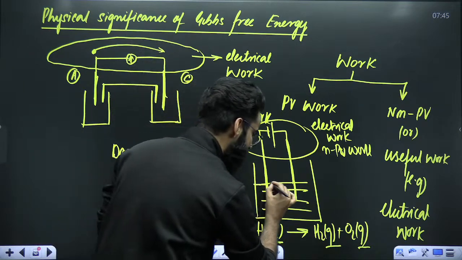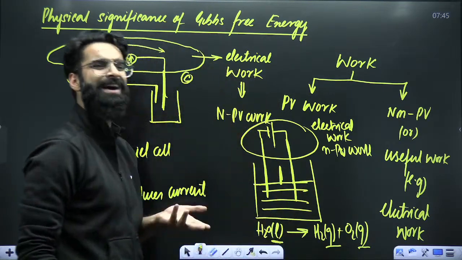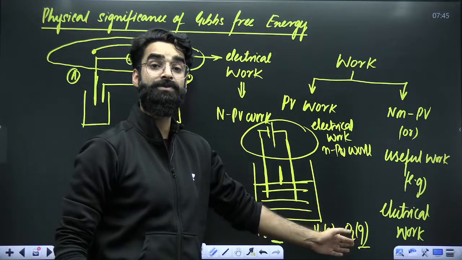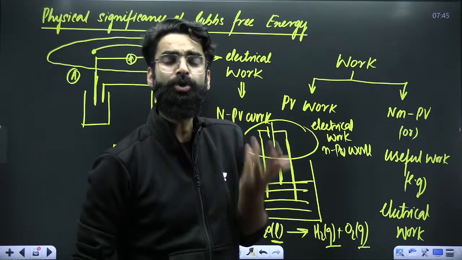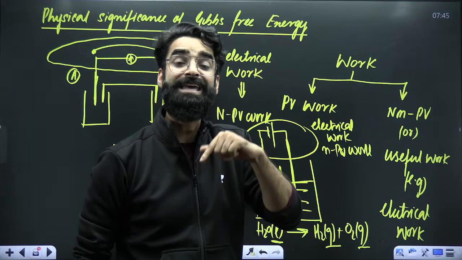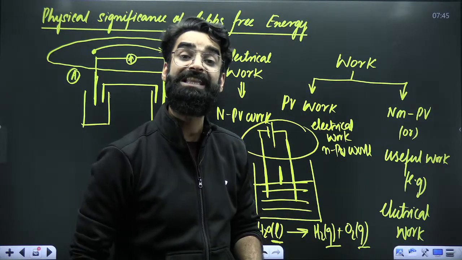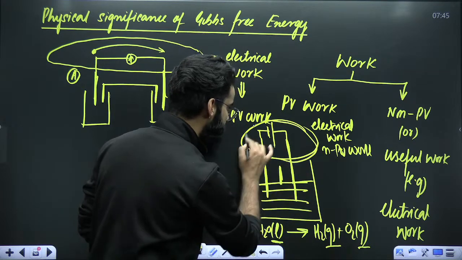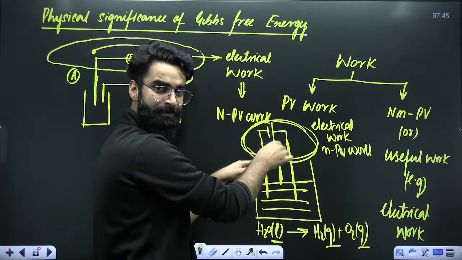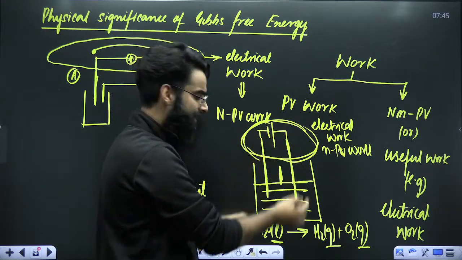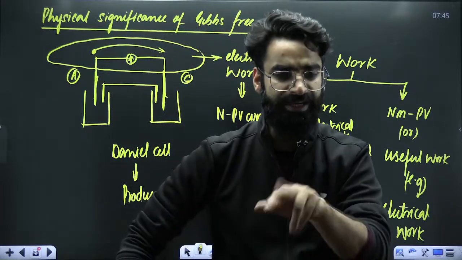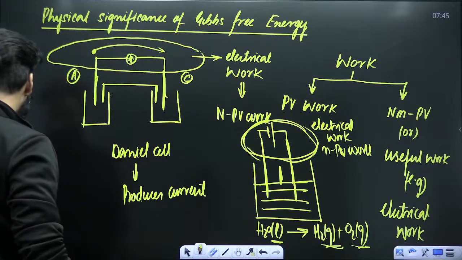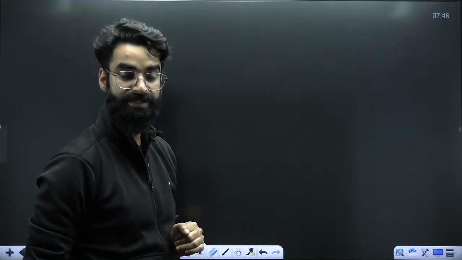Imagine as if there is a piston here. Since gases are getting produced, the piston will go up. If the piston goes up, expansion will happen. Due to expansion, energy is exchanged between system and surroundings in the form of which work? In the form of PV work. Over here non-PV work is happening because electrons are being pushed, electrical work is happening, and due to the expansion, PV work is happening. Did you get the difference between what is PV work and what is non-PV work? I hope you got it.